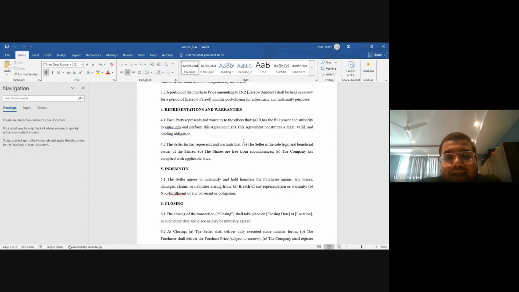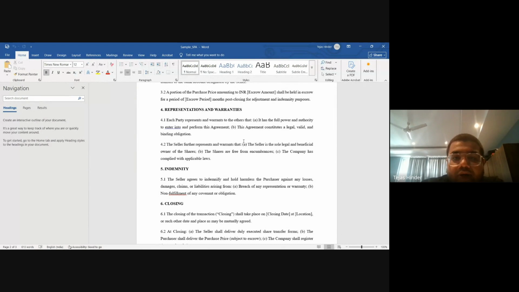Then the seller is in 4.2. If you see 4.2a, the seller is attesting to their title over the shares, because they say that the seller is the sole legal and beneficial owner of the shares. And you're also showing that there's no third party claim over the shares, because you're saying in 4.2b that the shares are free from encumbrances. And of course, you want to indicate legal compliance. So in 4.2c, the seller is saying that the company has complied with applicable laws.